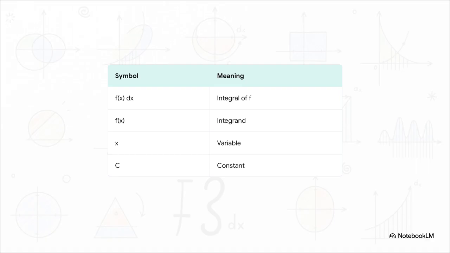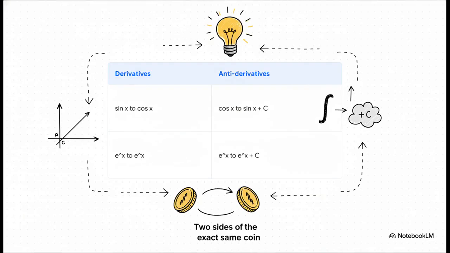Since the derivative of any constant number is 0, when we reverse engineer a derivative, we absolutely have to add this constant of integration, that's C, to account for any flat numbers that might have just vanished during differentiation. It's basically our mathematical safety net. And here is where your prior knowledge pays off beautifully. Look at how these line up. You don't have to memorize a whole new set of rules from scratch.